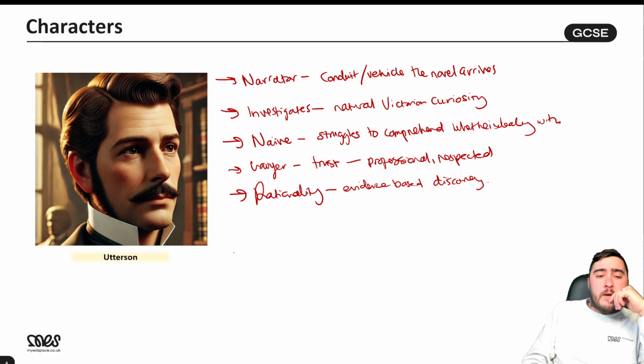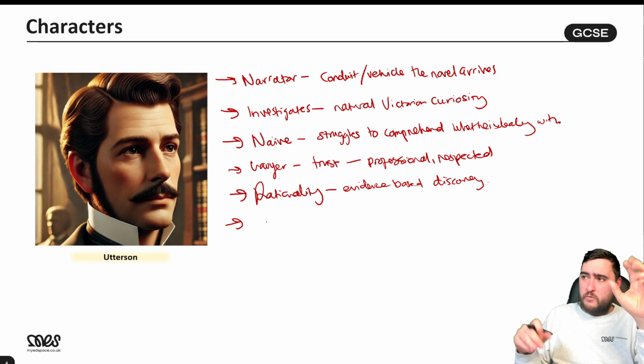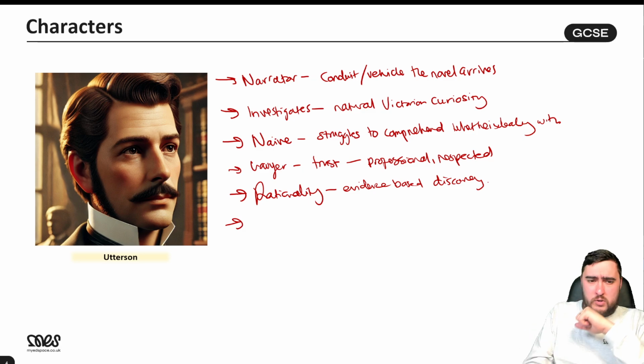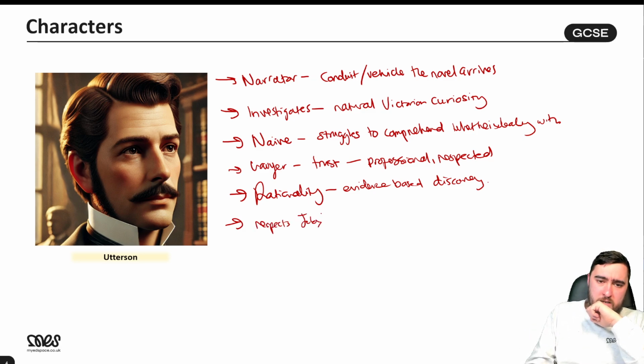But also this kind of Victorian lack of, the Victorians were very much like, here's myself in public and here's myself in private. And the reason why he doesn't, initially at least, pry too deeply into Jekyll's situation is because he respects Jekyll's privacy.